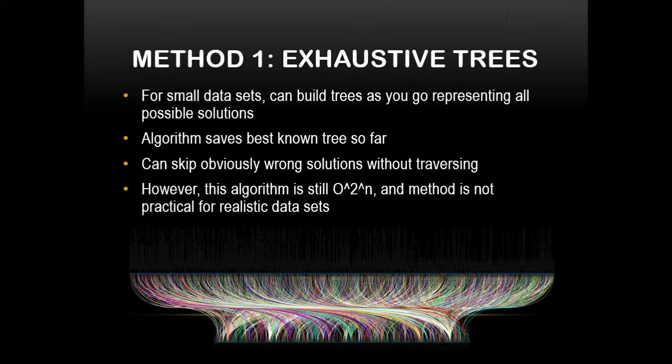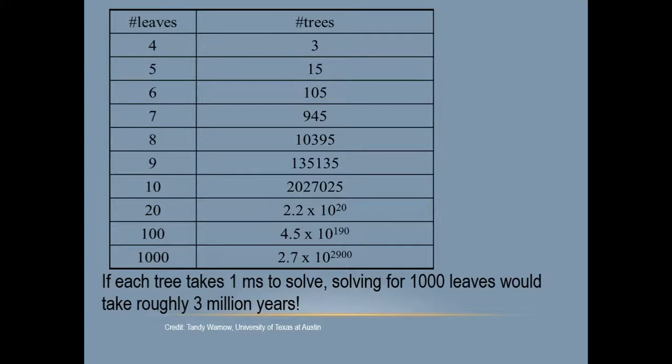The issue with this is that it's still a really badly implemented algorithm. It's still big O of 2 to the n. So for small data sets it may work, but for larger data sets it will never work. It takes years and years to finish. For example, if you have, let's say, 7 leaves, you'll be able to make 945 trees out of that. And if each one takes 1 millisecond to solve, that is increasingly expensive. Just for 1,000 leaves, it could end up taking you 3 million years to finish a simulation.